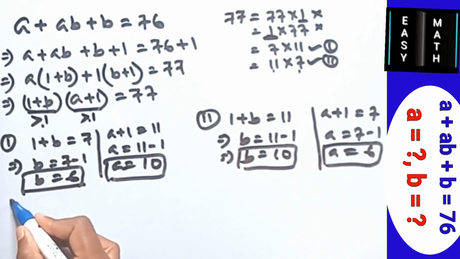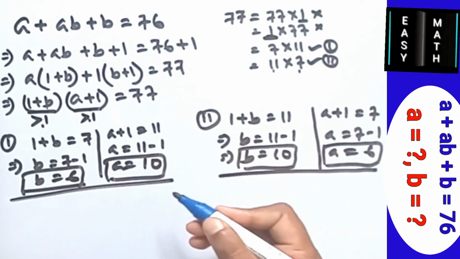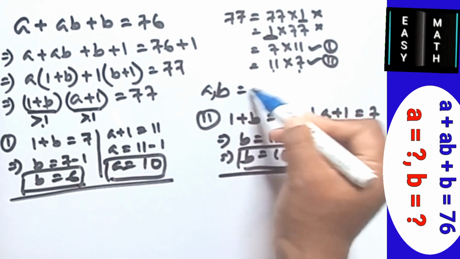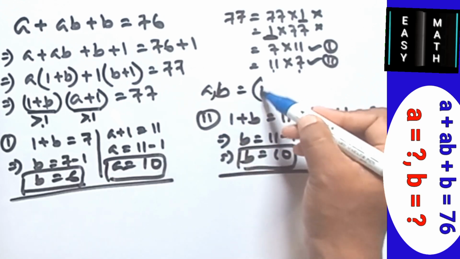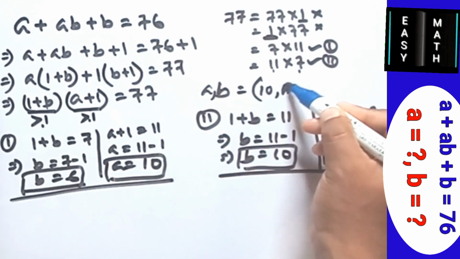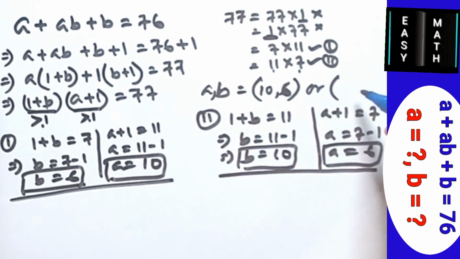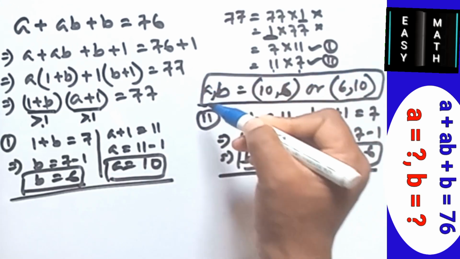So this is the A and B value. So A and B value is 10, 6, or 6, 10. This is the A and B value.